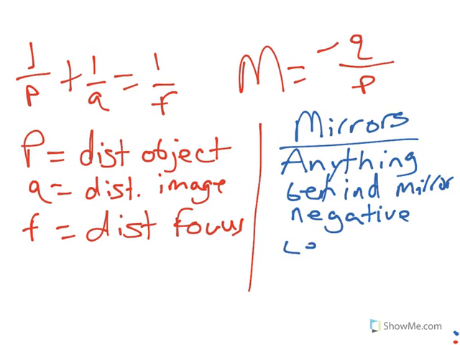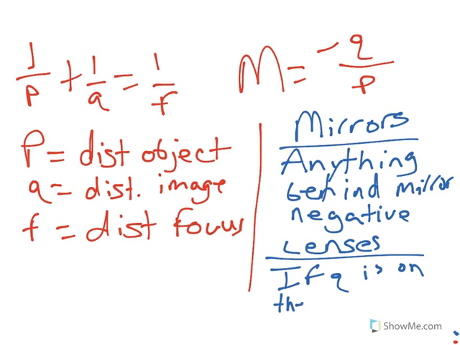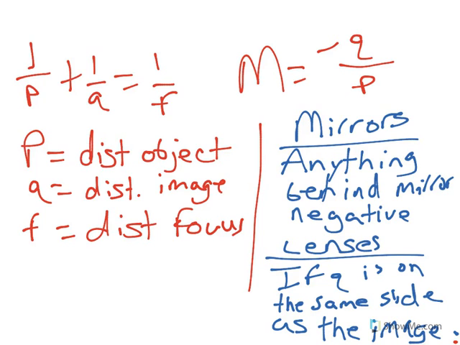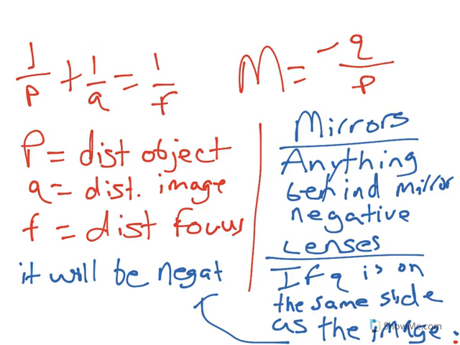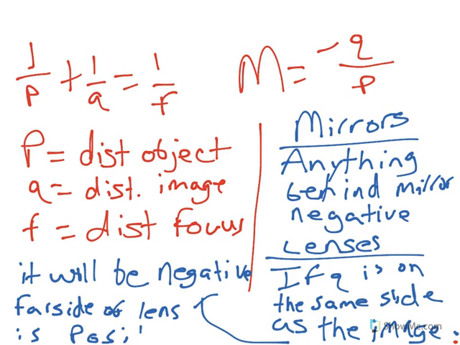For lenses, if it's only Q that changes, if Q is on the same side as the image, it will be negative. Here, I'm going to wrap this over here. So if it's a lens and it's on the same side as the image, it will be negative. Far side of the lens is positive. So let me show you what I mean here.